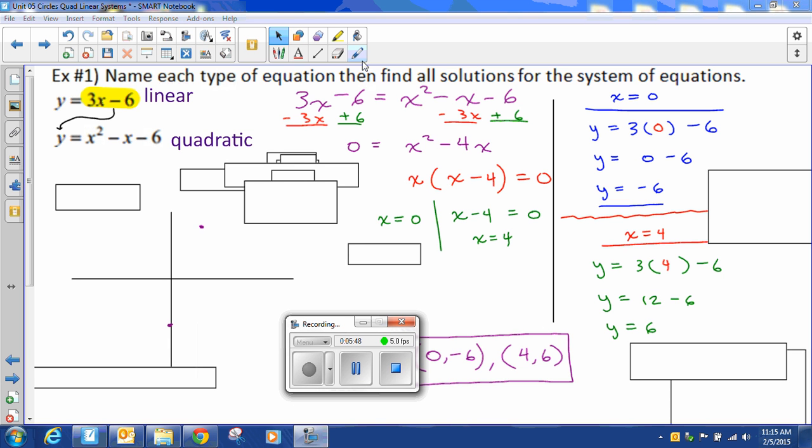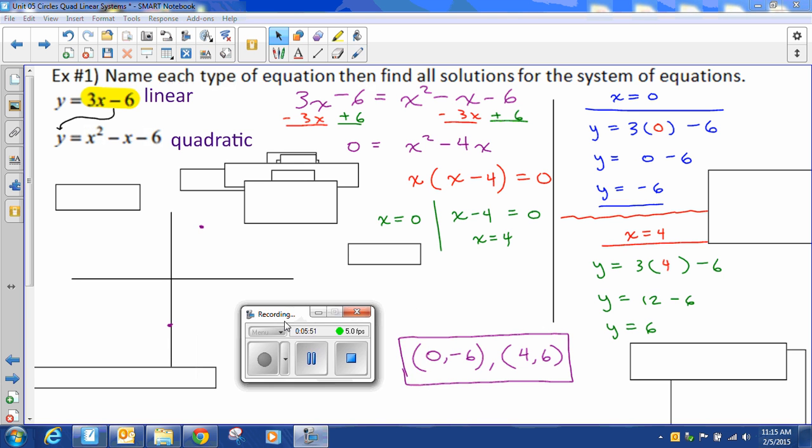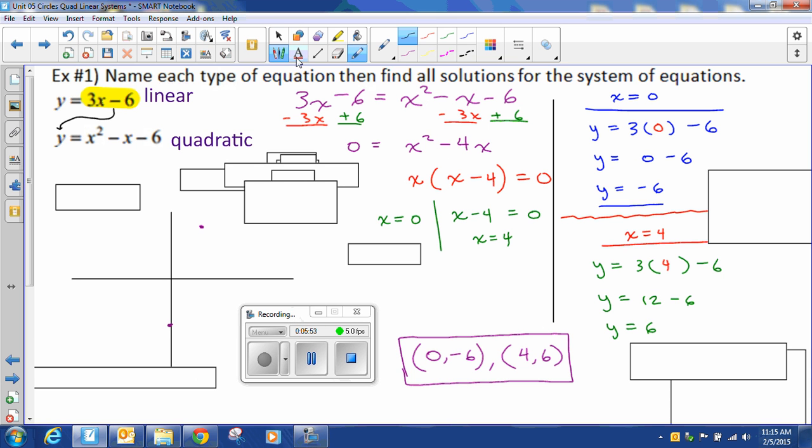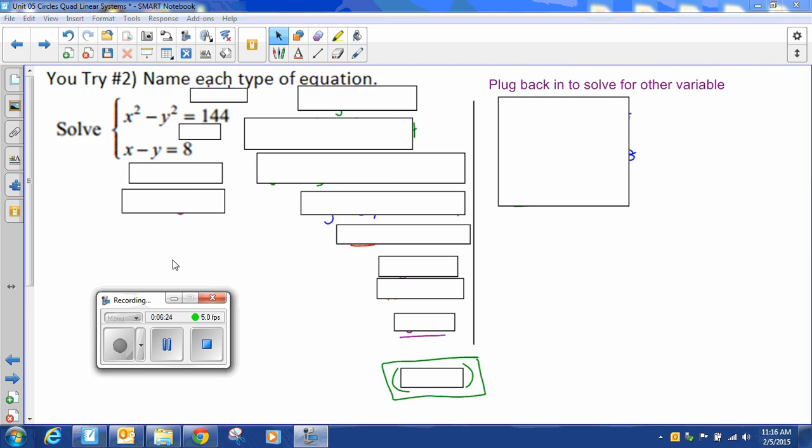So as you can see, I've already plotted these two ordered pairs, and my linear equation will look something like this, and my parabola, don't judge me for my crooked parabola, but it will look something like this. And as you can see, 2 points of intersection, two ordered pair solutions.